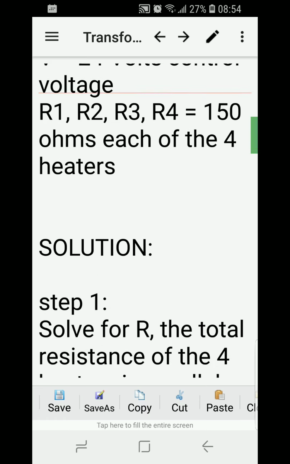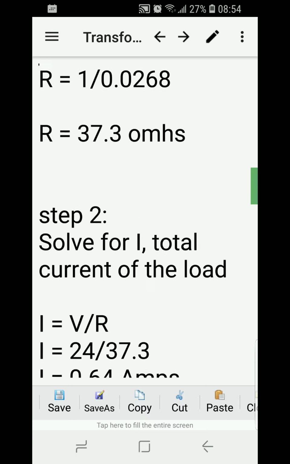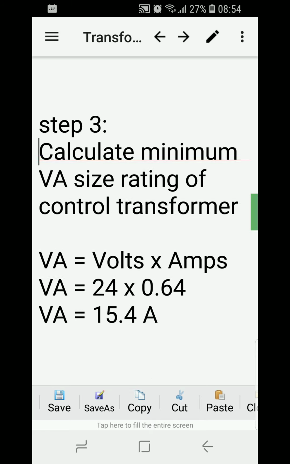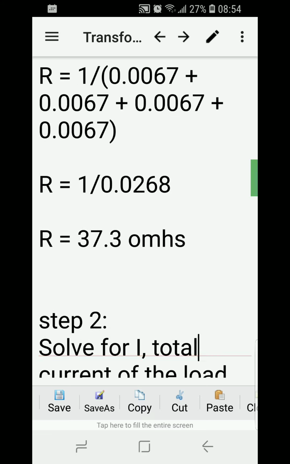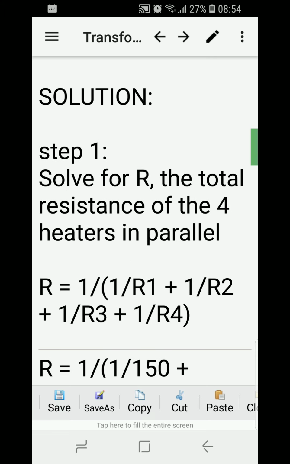Then the solution has 3 steps. Okay, so starting with step number 1. Step number 1 is to solve for R, which is the total resistance of all the 4 heaters that are connected in parallel.